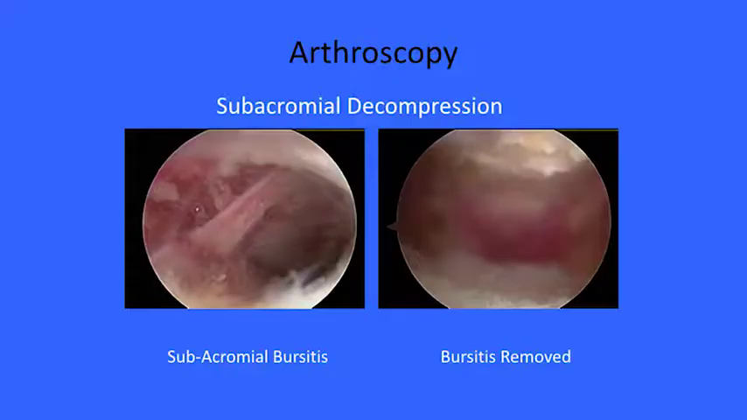A decompression might also require a bursectomy. Above here is the acromion, down below here is the top part of the rotator cuff. And all this space here is now cleared out from what was in there when we first went in. This is bursitis. That's irritated, inflamed tissue. You can see it's red, it's got a lot of blood flow because it's irritated and the body's trying to heal it, but it's not healing. And so that's an angry shoulder that needs to be cleaned out.